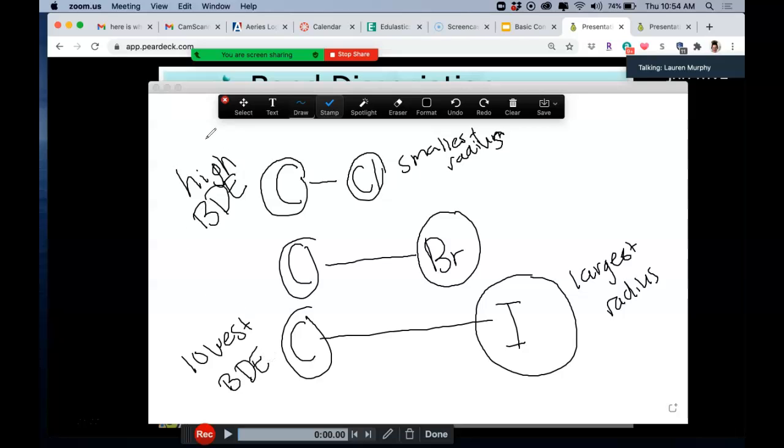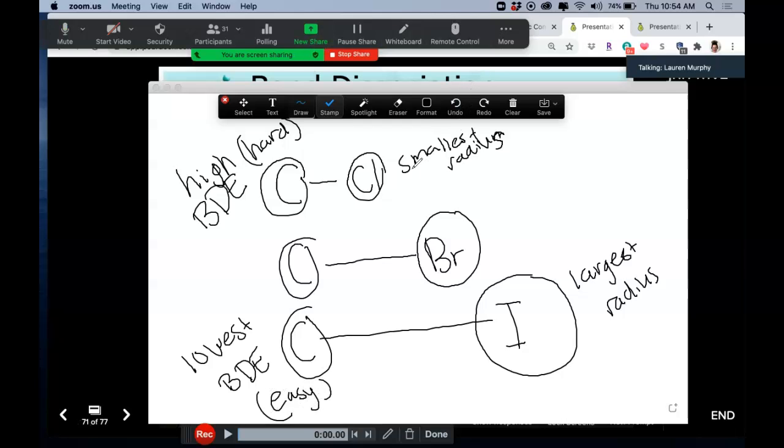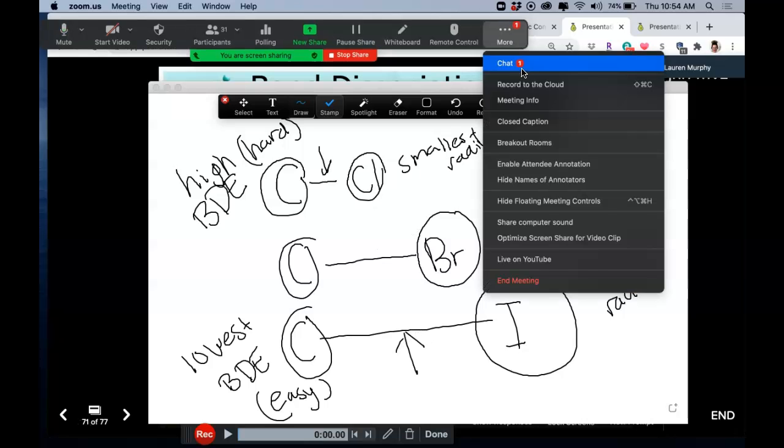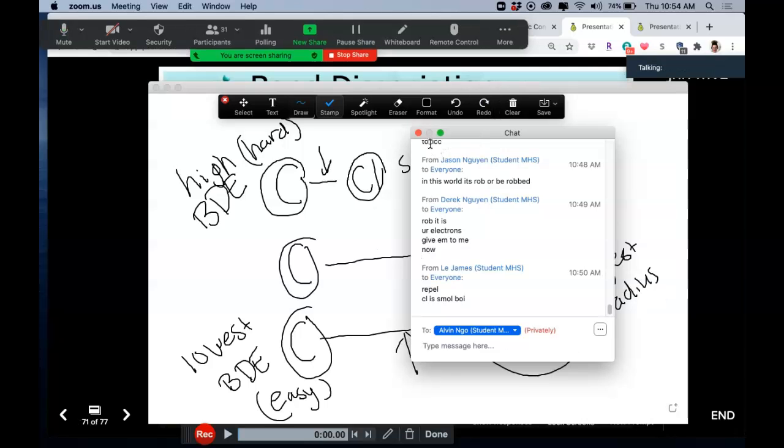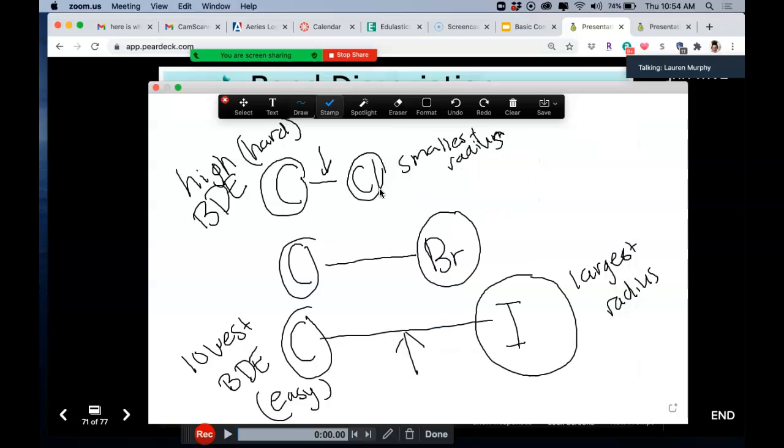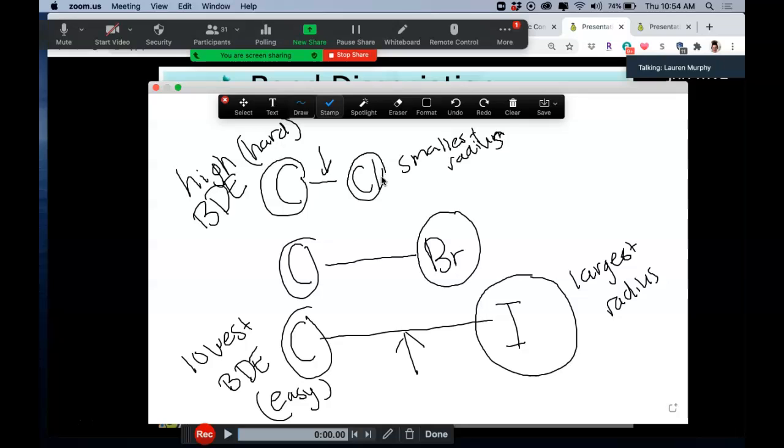What does this mean? Hard to break, easy to break. Why is this one the hardest to break and this one the easiest to break? So chlorine is small. What does that mean?